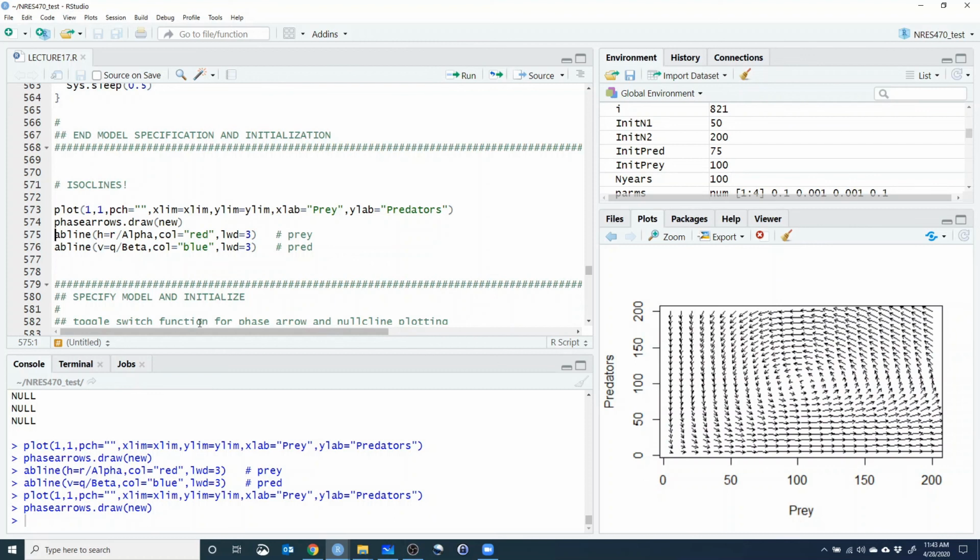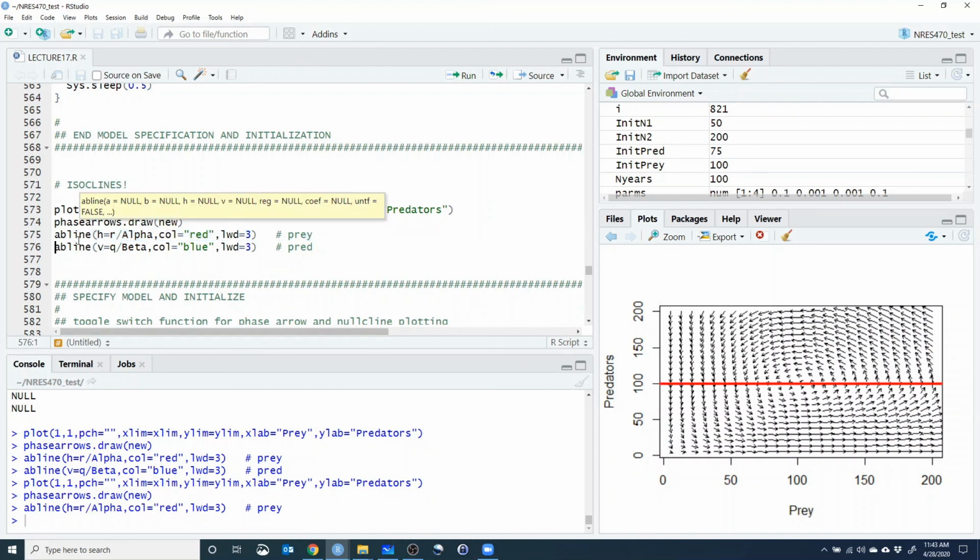So if we draw this isocline here, there we go. That separates a growing prey population below the red line and a declining prey population above the red line. Does that make sense? Above a certain number of predators on the landscape, the prey population is declining. Below that number of predators, the prey population has a positive growth potential. All right, what about the predator isocline?